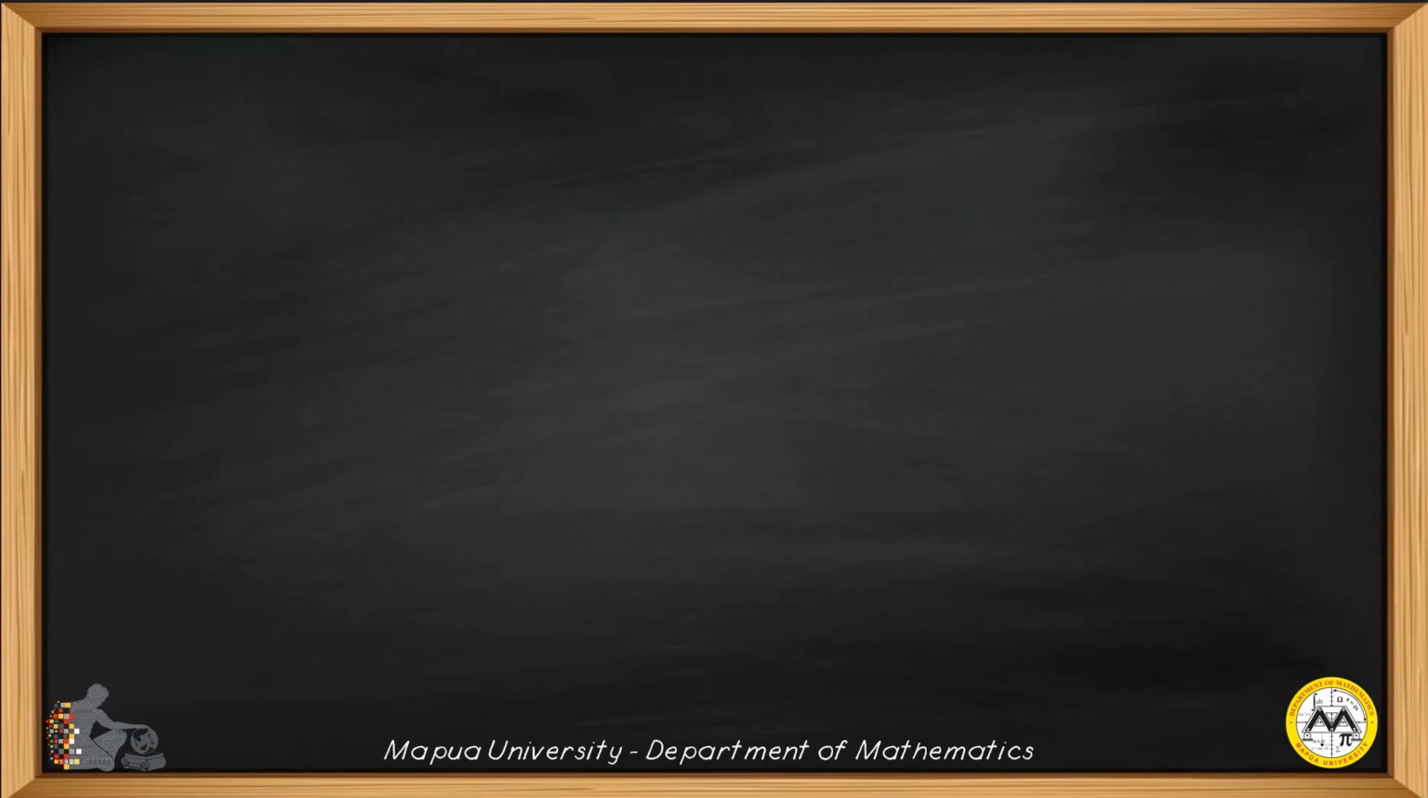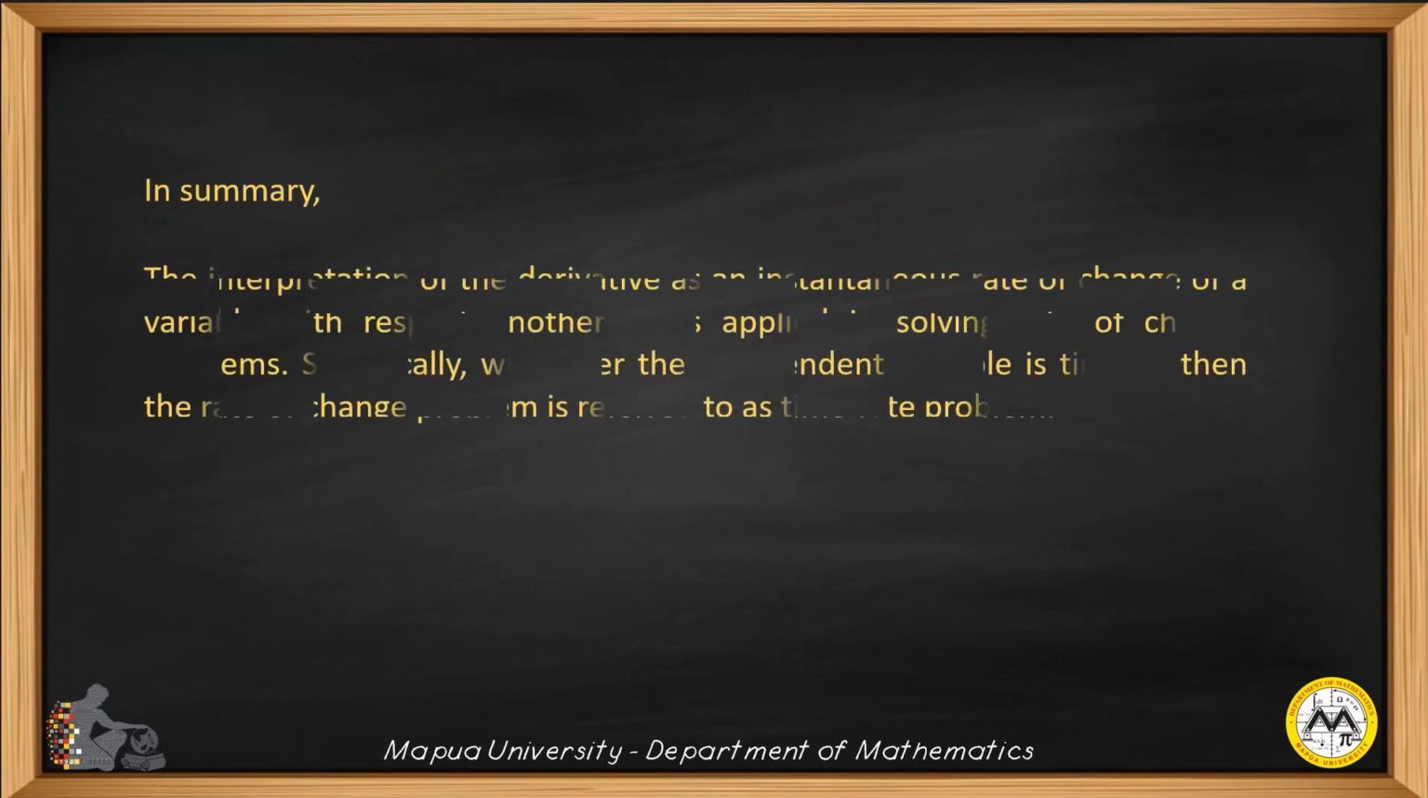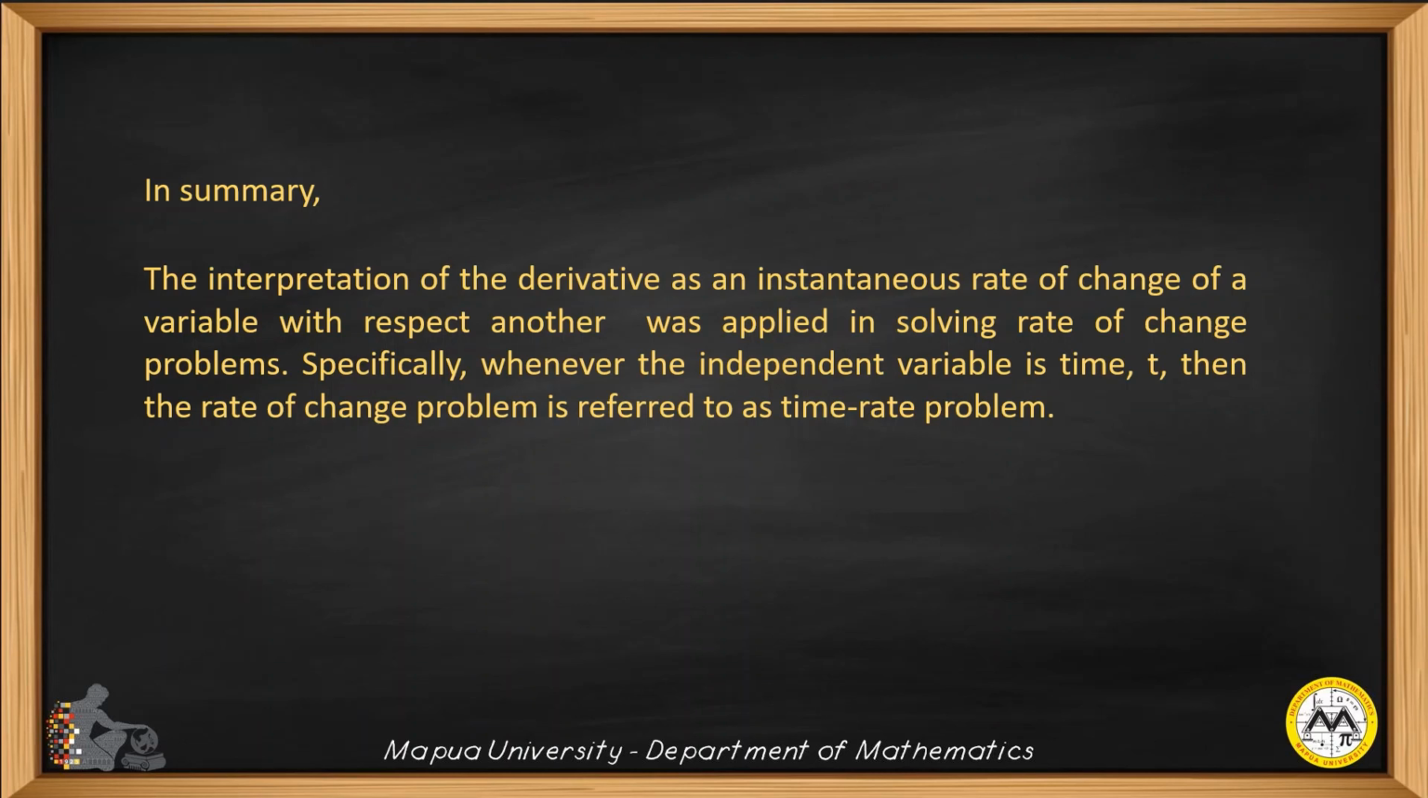Okay, to recap, it is the interpretation of the derivative as an instantaneous rate of change of a variable with respect to another that was applied here in solving rate of change problems, and when the independent variable is time t, then the rate of change problem is referred to as a time rate problem.